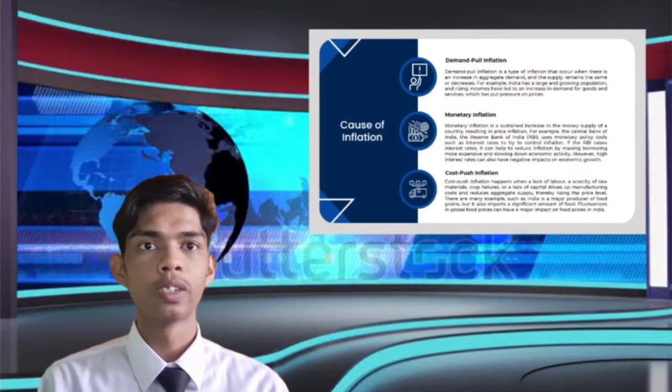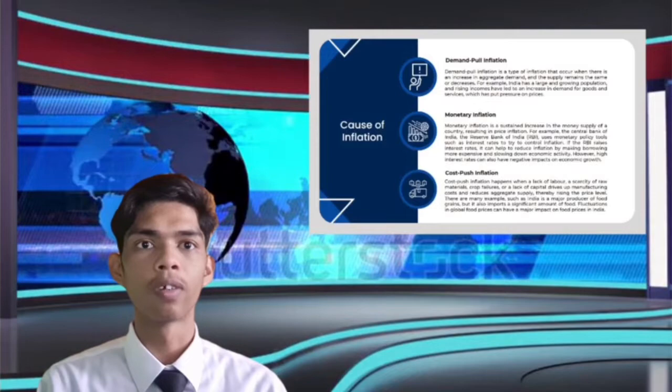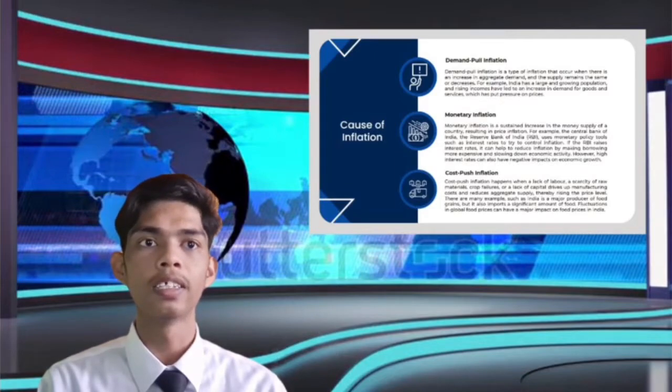Third is cost-push inflation. Cost-push inflation happens when a lack of labor, a scarcity of raw materials, crop failure, or lack of capital drives up manufacturing costs and reduces aggregate supply, thereby raising the price level. There are many examples, such as India is a major producer of food grain, but it also imports a significant amount of food.